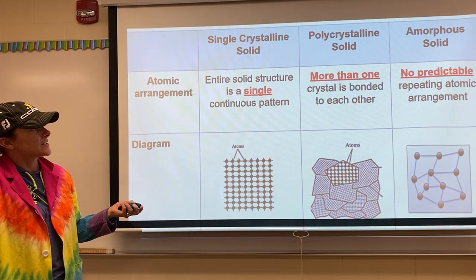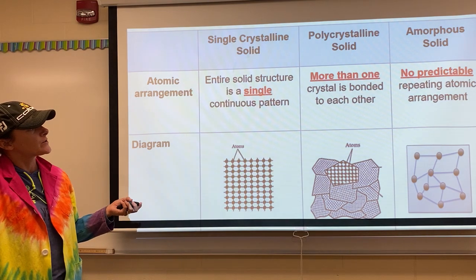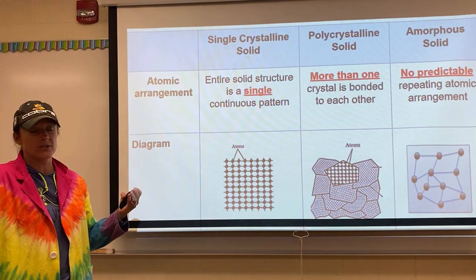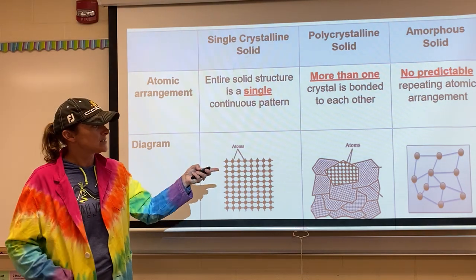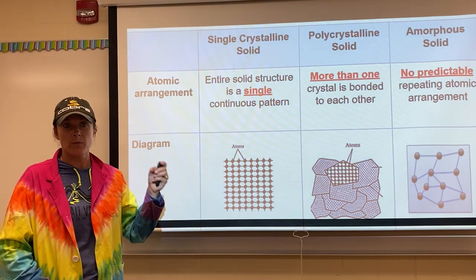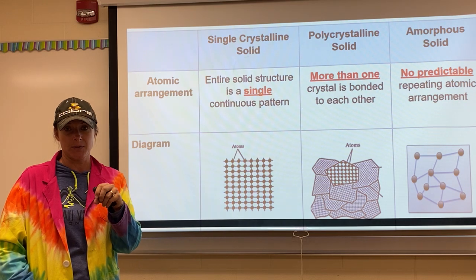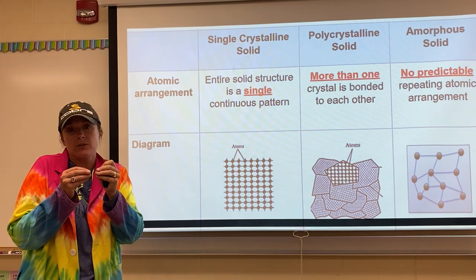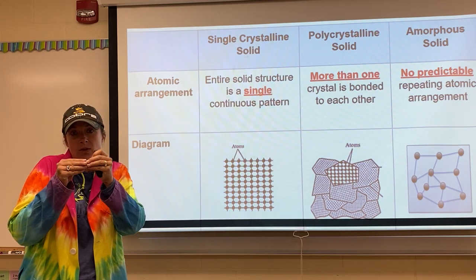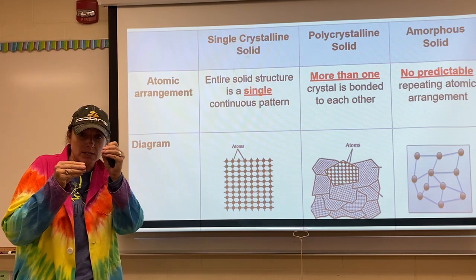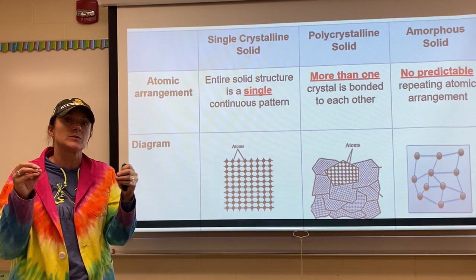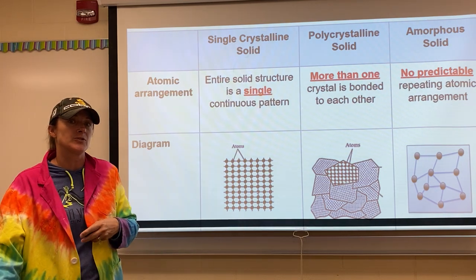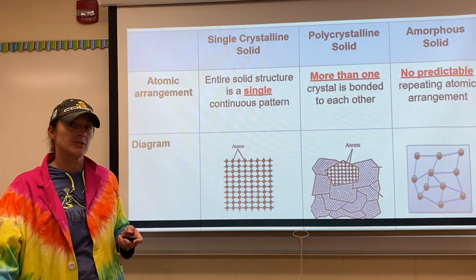A polycrystalline solid is when we have more than one crystal bonded to each other. So they're still connected, but there's a little more chaos with it. This is what you're growing with your copper in the test tube. You can even see that, when you're looking at that copper, it's not this one continuous pattern. You can see how we have dendrites, as they're called, going off to the side. And we're going to learn more about those in a future activity that you're going to do.